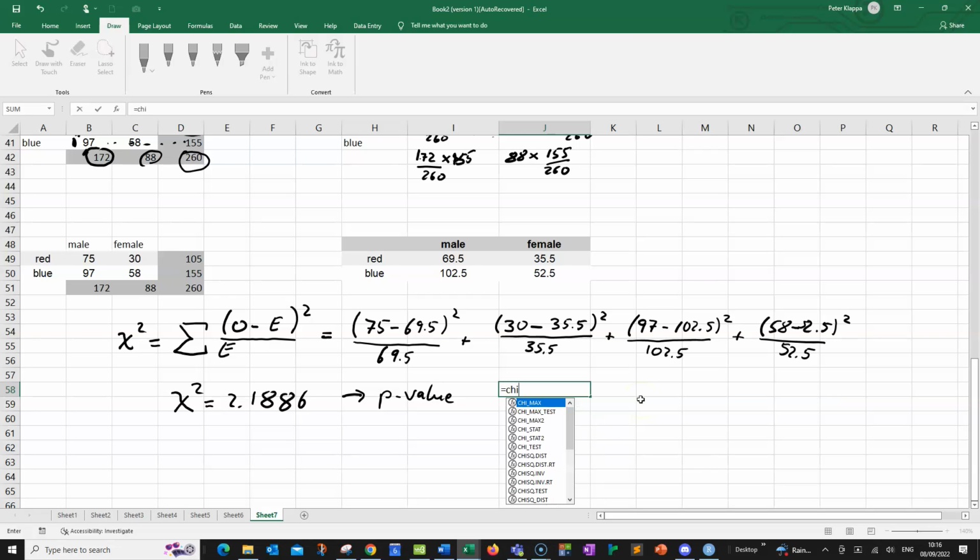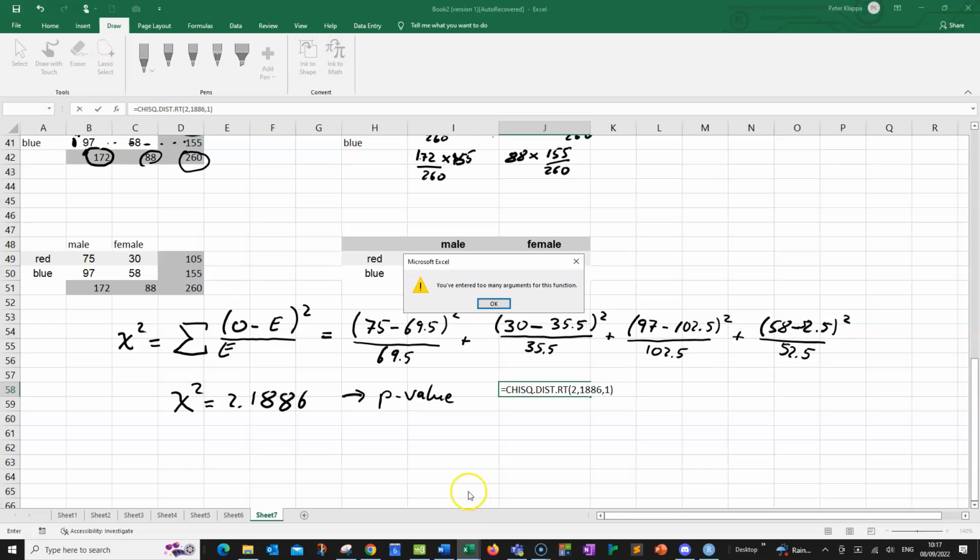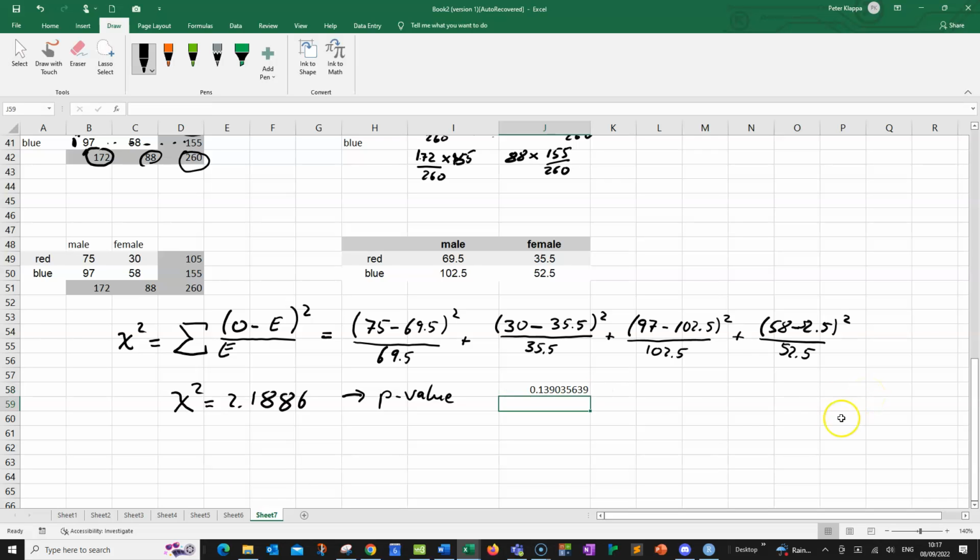So equals chi-square dist right distribution, and for that we need two parameters. We need our chi-square value, that is the value that we just calculated, 2.1886, and we need to figure out the number of degrees of freedom, and in this case we've got 1 degree of freedom. Let's quickly do this calculation. And I made a mistake here. That should be a dot. And this would be our p-value.